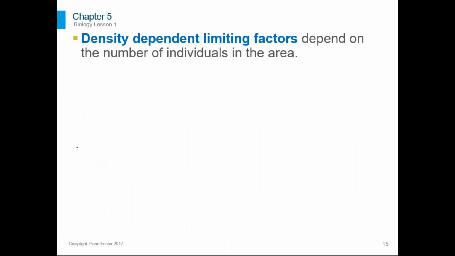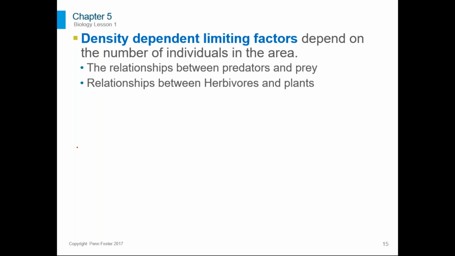So we divide limiting factors into two types. Density-dependent limiting factors depend on the number of individuals in the area. They're going to be more effective on those high-density areas. These include the relationships between predators and prey, relationships between herbivores and plants. It's kind of the same thing. How many herbivores are there to eat the plants? It's going to control the population of the plants. But also the amount of food that's available for the herbivores will control the population of the herbivores. So it goes both ways. Same thing with predators and prey. It goes both ways. It controls both of them.